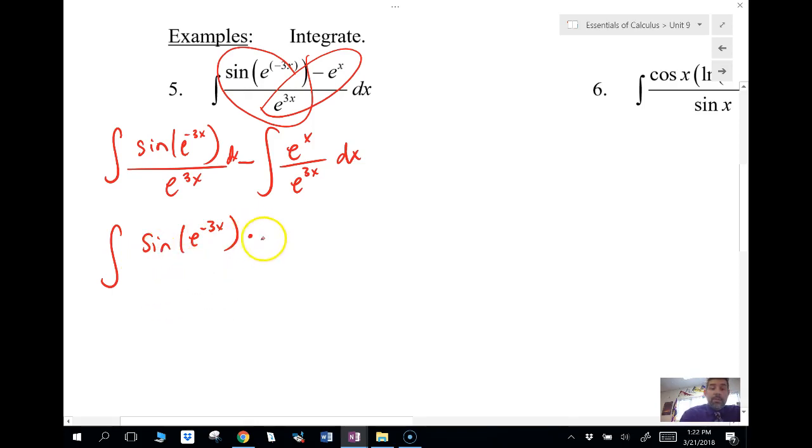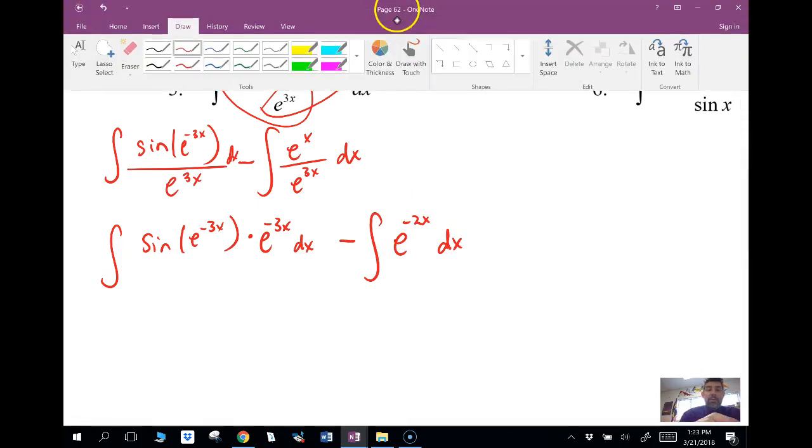Okay, we'll bring this up to e to the negative 3x, right? Because it's in the denominator. And this is going to come up as e to the negative 2x because we're going to subtract the powers. Okay, and now it's actually something manageable.